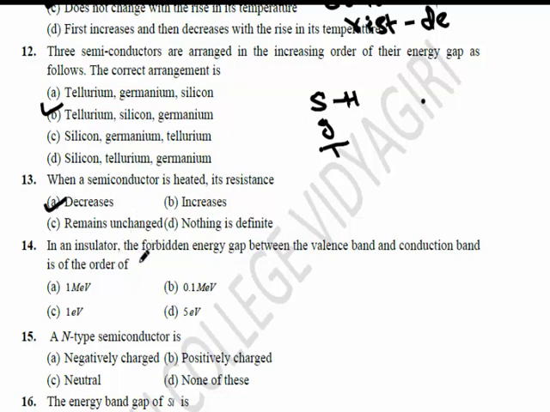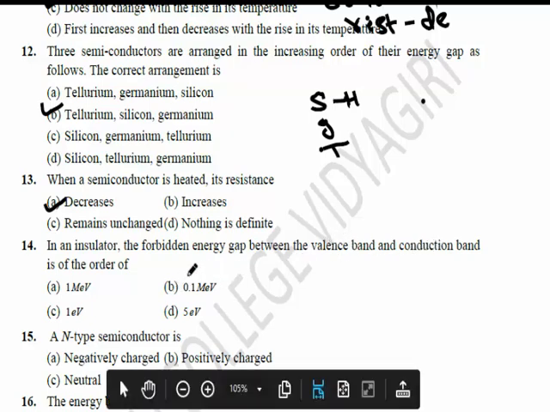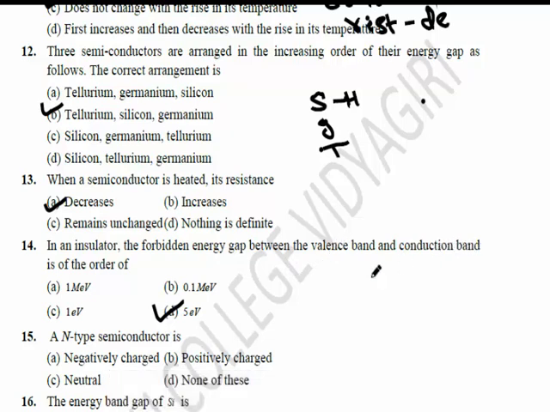Next question. In an insulator, the forbidden energy gap between the valence band and conduction band is of the order of, 1, 0.1, 1 or 5. Insulators have a very high forbidden energy gap, highest means 5 electron volt. So the 14th is 5 electron volt, because insulators have a very high forbidden energy gap between valence band and conduction band.